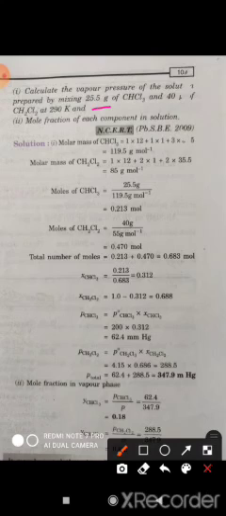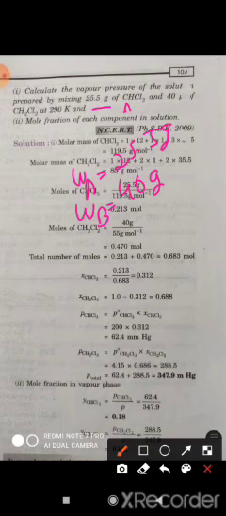25.5 gram of chloroform, that is A, that is WA is given to us, 25.5 gram is given, and WB, because we have taken chloroform as A component and the other one as B component. So WA is the given mass of chloroform, 25.5 gram, and 40 gram is the WB, that is the given mass of CH2Cl2, that is 40 gram. So these are the given terms. So first you need to write the given terms.